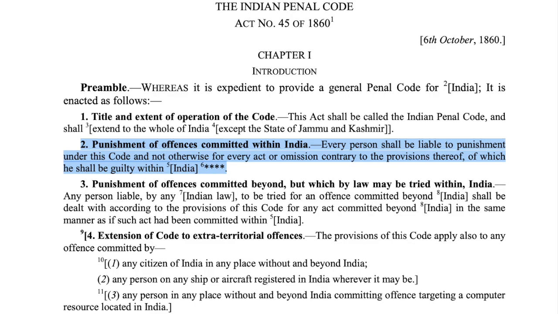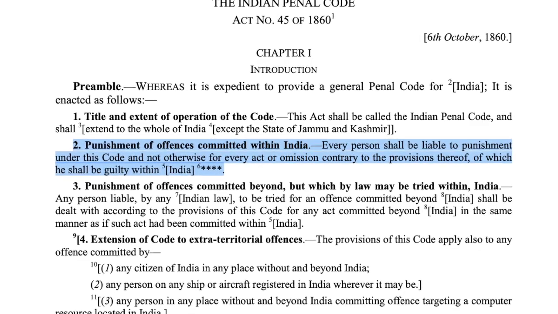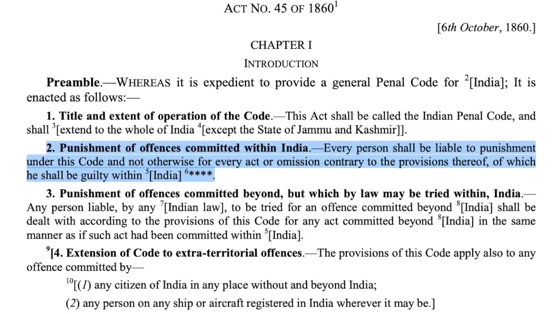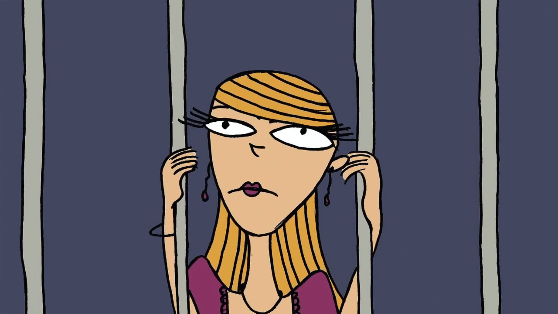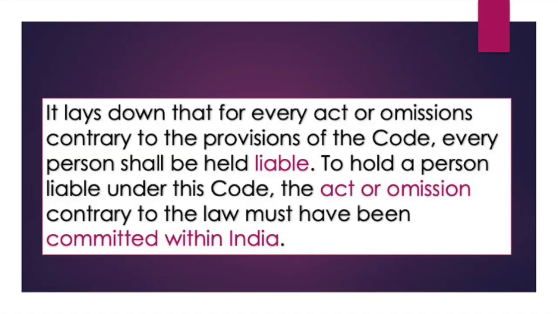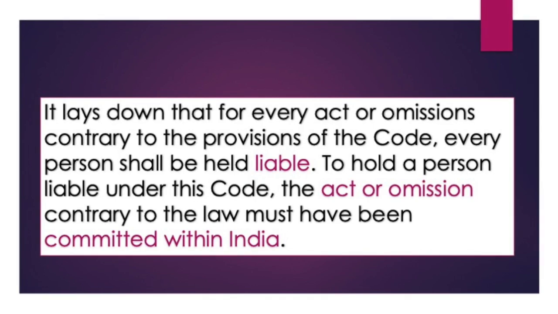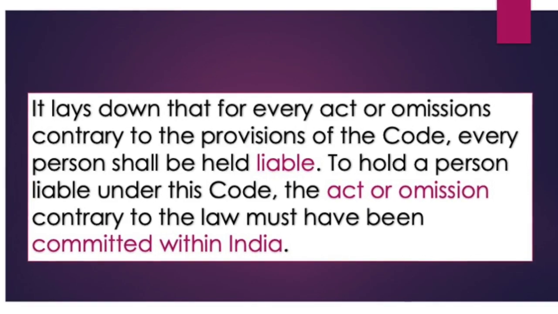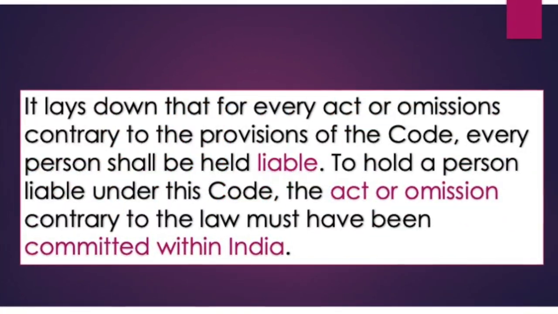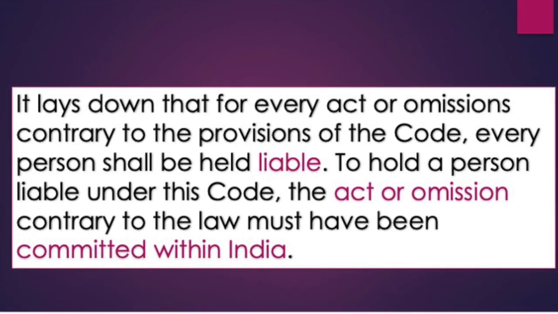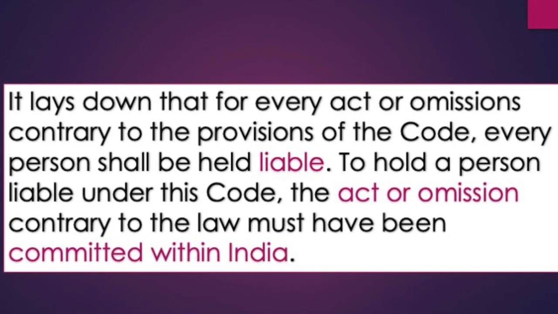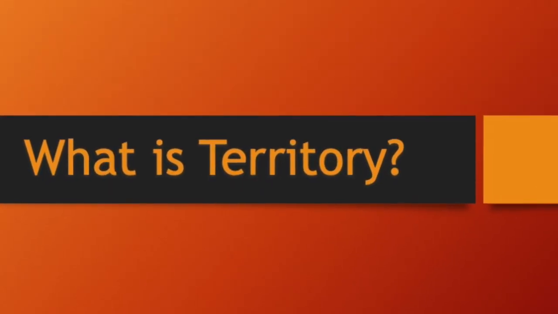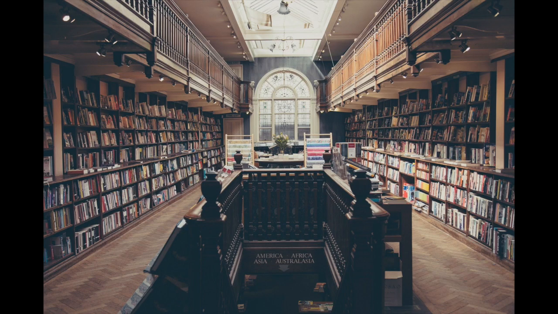Let us talk about Section 2, which tells us the intra-territorial application of the Indian Penal Code. Section 2 talks about the punishment of offences committed within India. It lays down that for every act or omission contrary to the provisions of the code, every person shall be held liable. To hold a person liable under this code, the act or omission contrary to the law must have been committed within India. So we also need to know our territory to understand the concept of applicability of Indian Penal Code.